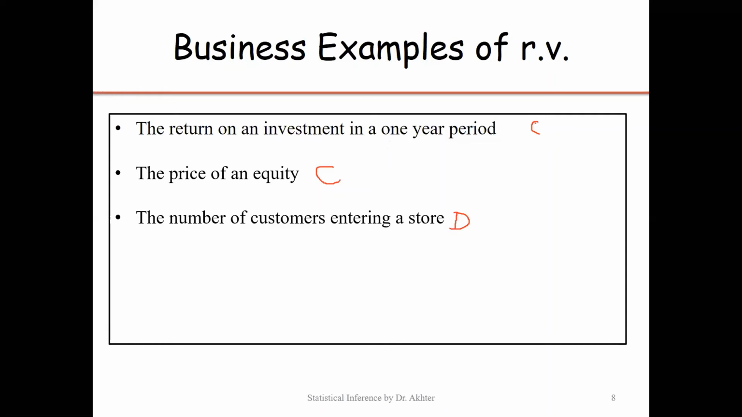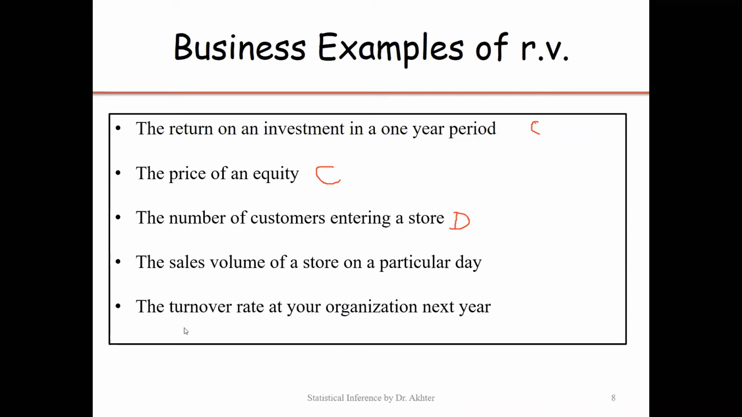Now, the sales volume of a store on a particular day is also continuous, because on day one, what the sale was, on day two, what the sale was, and so on, is a continuous variable. The turnover rate at your organization next year is a random variable. So these are a few examples of random variables. Some of them are discrete variables, but others are continuous random variables.